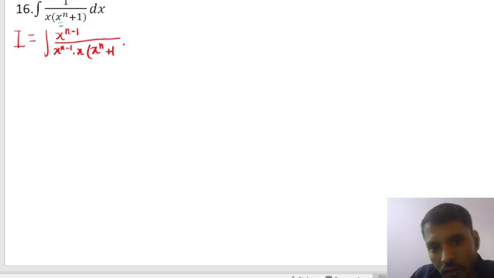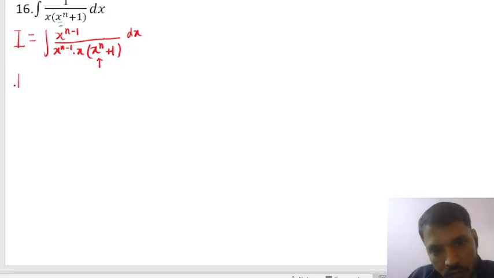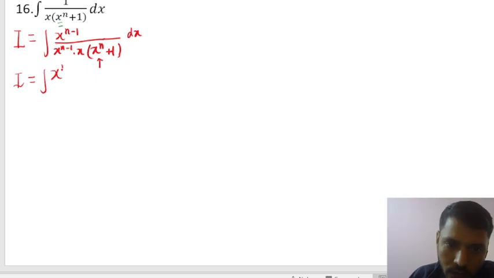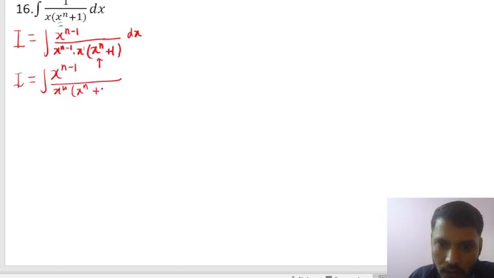In this type of question, we always apply this concept. We think of this term: what is the differentiation of this? So x to the power n minus 1, for sure it will come. So we write it here in the numerator and denominator. Now the next step, we are going to simplify. So this I will become integration of x to the power n minus 1, and here this will become x to the power n, because the power will be added here, the power is 1, right? And here we have x to the power n plus 1 into dx.